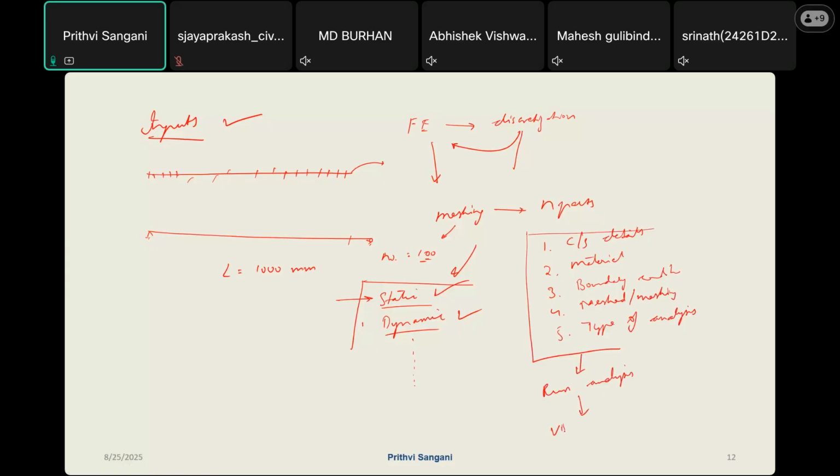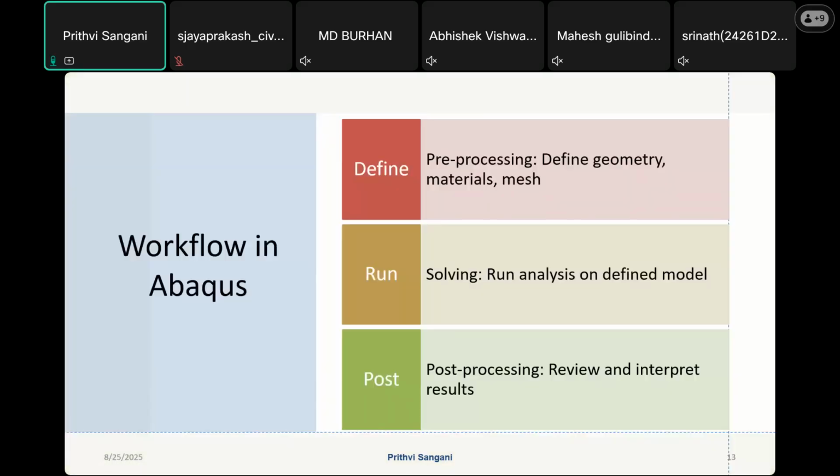Then you can visualize the different results. Okay, I'll show you the visualization and all the other things also. So again, this is in terms of PPT. First thing is defining, pre-processing. First, you define your geometry, materials, and you mesh it. Run. So which kind of analysis you want, you will run the analysis and you will try to define your model, which has been defined in the model. Then post processing. So this is the workflow in your ABAQUS. Define, run it, and then you visualize your results.